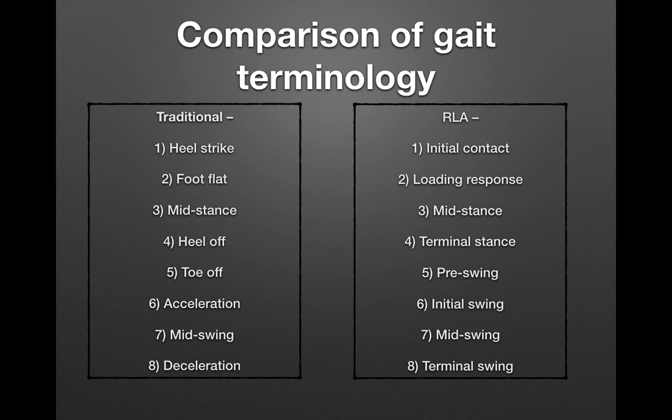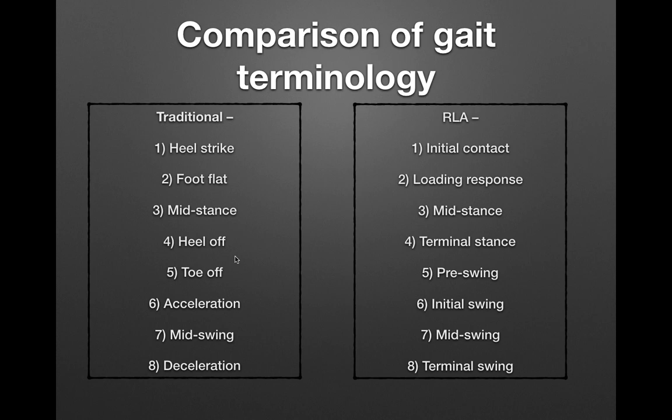Now the comparison of gait terminology, just go through it once. What the traditional terminology calls heel strike, the RLA calls initial contact, because it is the first contact of the foot. Traditionally we say foot flat; in the RLA it is loading response, where the foot becomes flat and takes load. Mid stance is the same in both. Heel off, when the heel is going up off the ground, is traditional, and in the RLA it is called terminal stance. According to the RLA, when the heel is off, the stance is over.